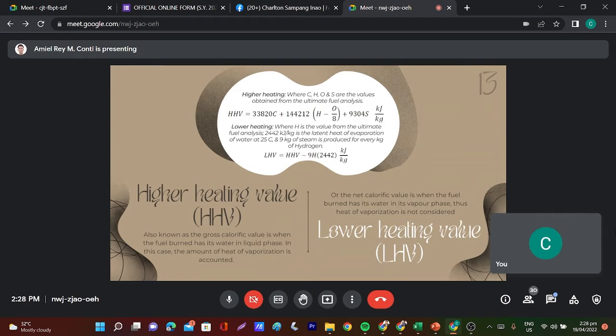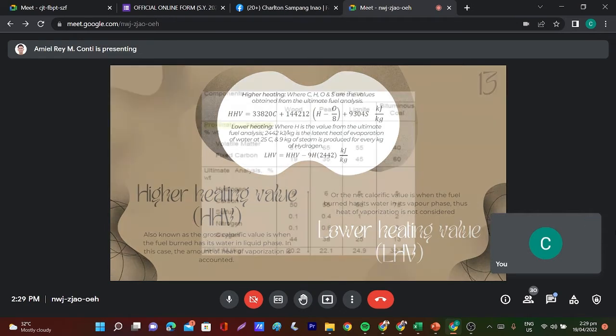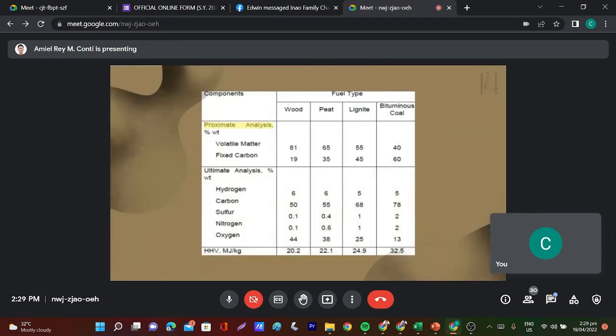When the fuel is burned po sa higher heating value, nasa liquid phase po siya, while may lower heating value naman po ay nasa vapor phase. Ayun, next. Ayan po yung table, yung example po ng mga pag-approximate analysis po sa ultimate analysis.